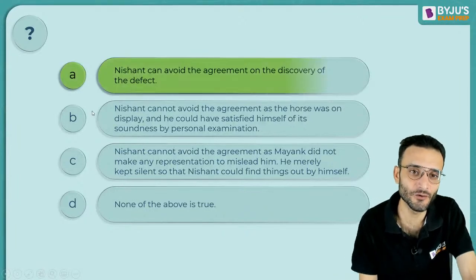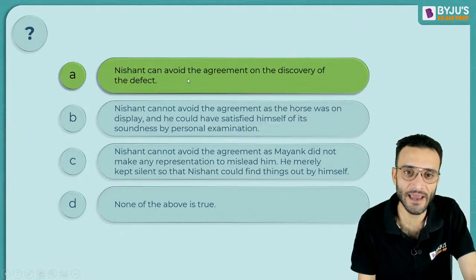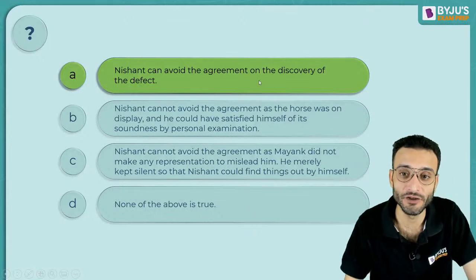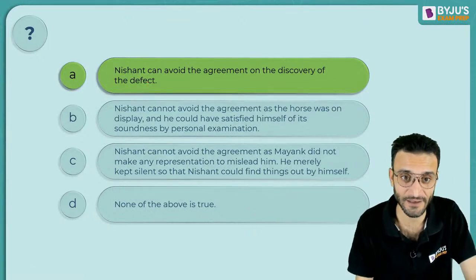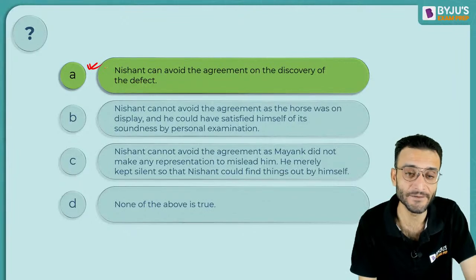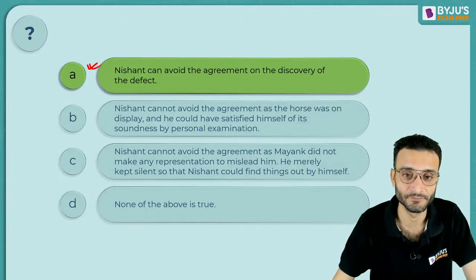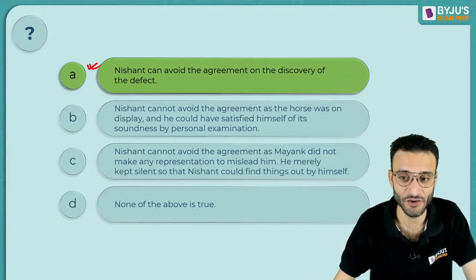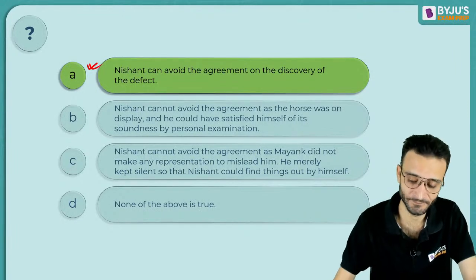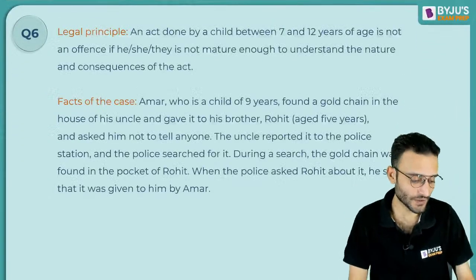The correct answer over here is Nishant can avoid the agreement on the discovery of the defect. The correct answer is option A. It is not option C. Correct. Okay. Is that clear? Moving on to question number 6.